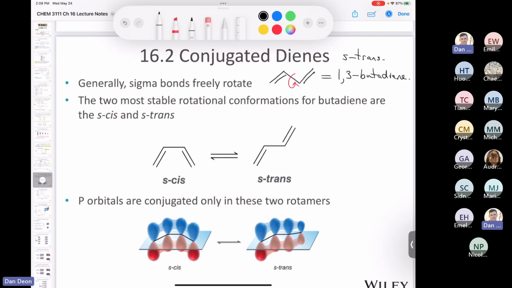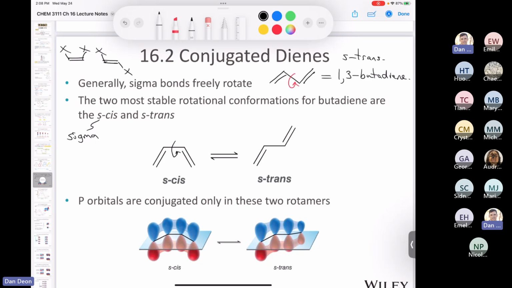Now, if you're wondering what is S-cis and S-trans, I remember cis and trans, right? I taught you cis, and I've taught you trans way back in the day when we studied alkenes. So the S in S-cis and S-trans stands for sigma, because you have free rotation around a sigma bond.